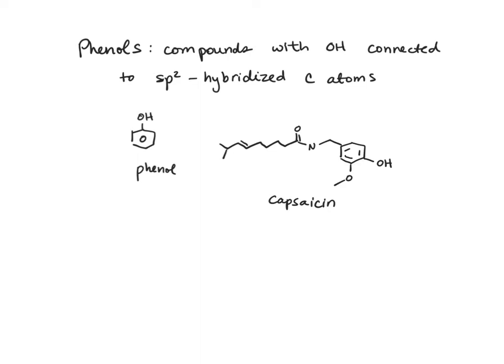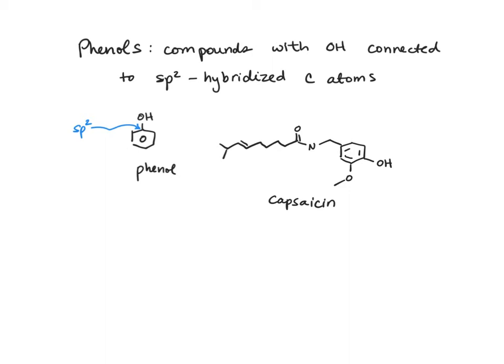Phenols are compounds where the OH group is connected to sp2 hybridized carbon atoms. Remember your hybridization from organic 1, that this atom and every atom in the benzene ring are sp2 hybridized. So this most common phenol is actually called phenol, and we'll discuss naming in just a moment.